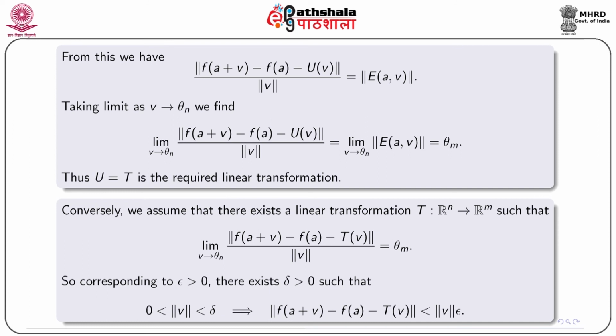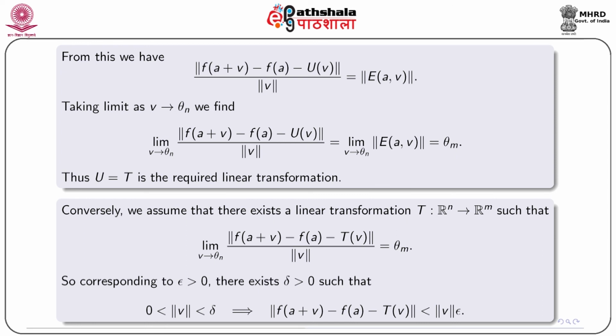Now, the other part. We assume that there exists a linear transformation T from R^n to R^m such that the limit of v tending to θ_n of the norm of f(a+v) minus f(a) minus T(v), divided by norm v, equals θ_m. And we have to prove that f is differentiable at the point a.